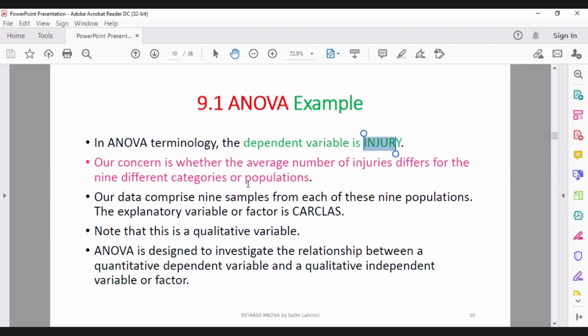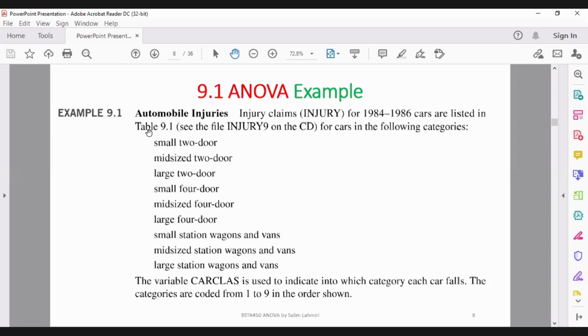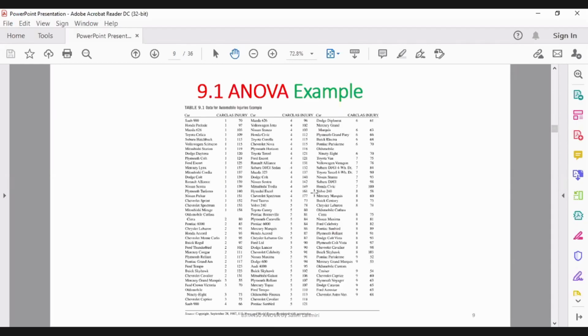ANOVA is designed to investigate the relationship between a quantitative dependent variable and a qualitative independent factor or variable. Because car class is a qualitative variable, okay? The car class has 9 qualitative levels, and the dependent variable is the number of injuries, which is a real number.